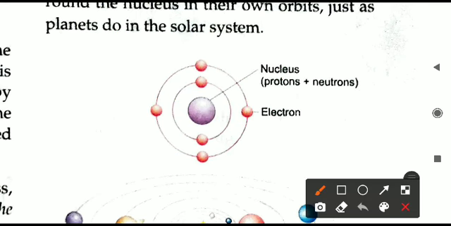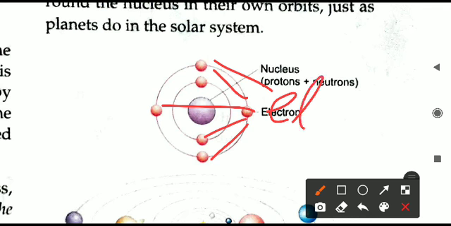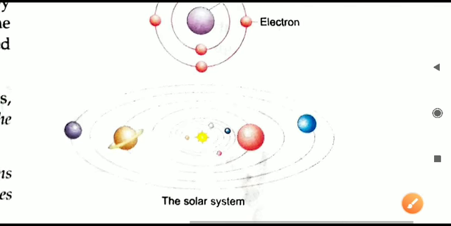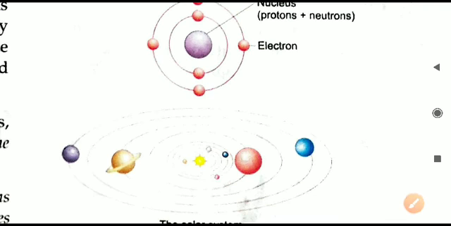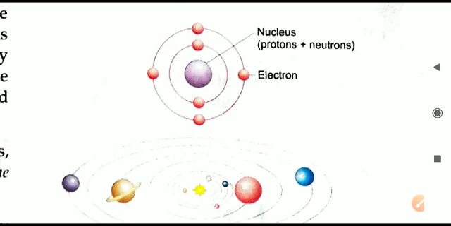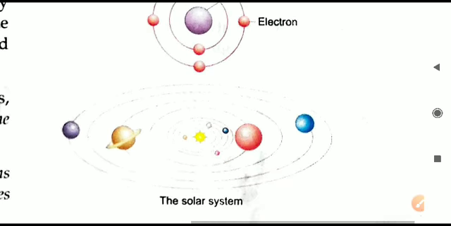In these orbits, what are moving? These are all electrons which are moving here. So electrons are moving just like the planets in the solar system. The sun is at the center in the solar system, and similarly the nucleus is at the center of the atom. You can compare both of the things.